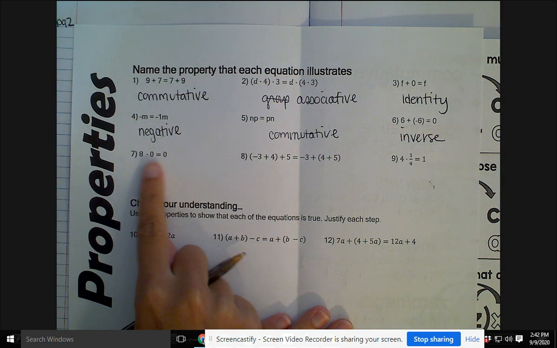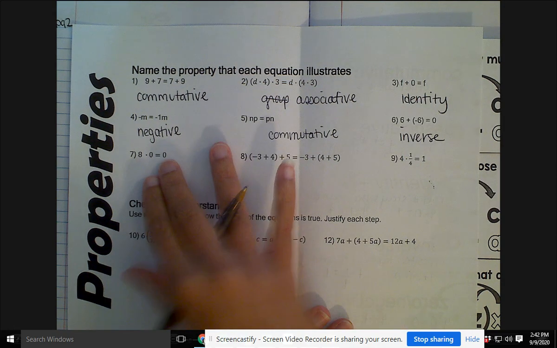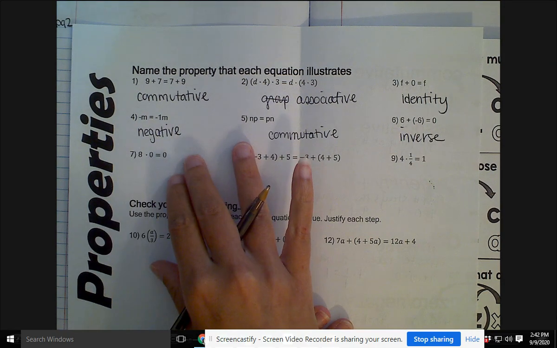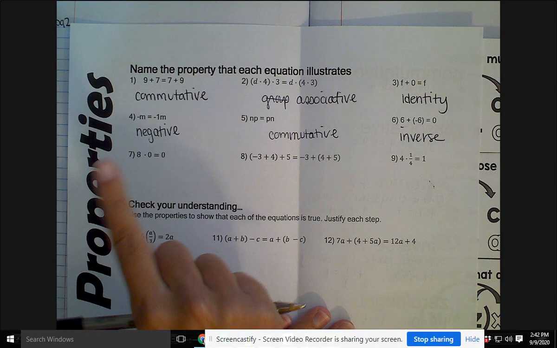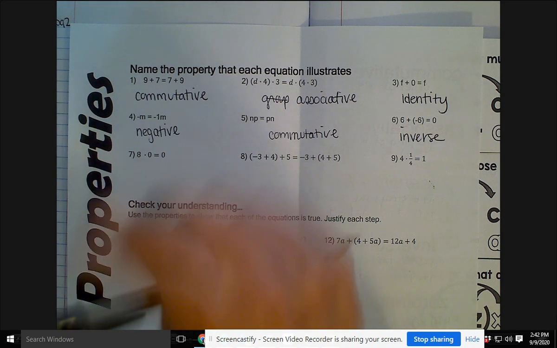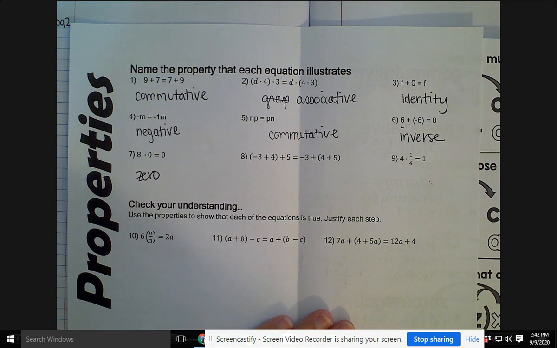Next we have 8 times 0 is 0. That kind of looks like the identity thing, but identity means I start with 8 and I end with 8. And I didn't do that. I got rid of it completely. And it's not inverse either, because inverse with multiplication we want to be 1. So this is actually that 0 property that exists for multiplication only.